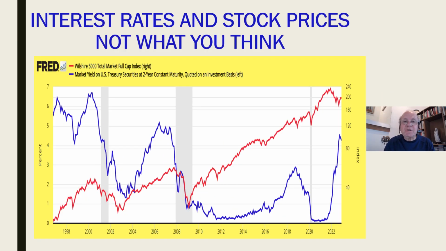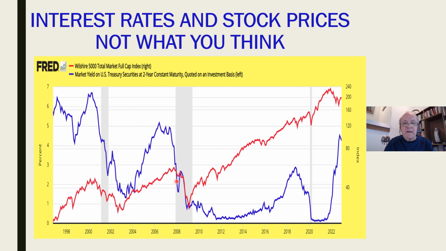What is the relationship between the 2-year Treasury note and the stock market? Let's call it interest rates and the stock market. Well, it's not what people say. Let me show you what I mean. People say that when interest rates decline, the market goes up. That's not true. Look at here.